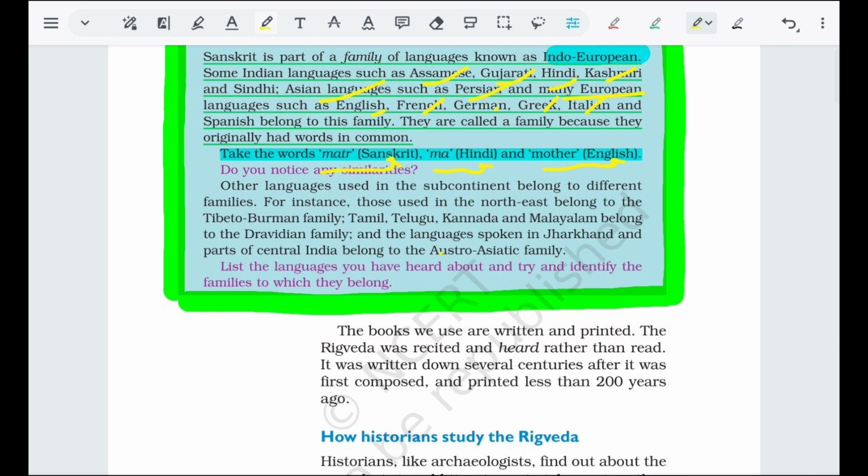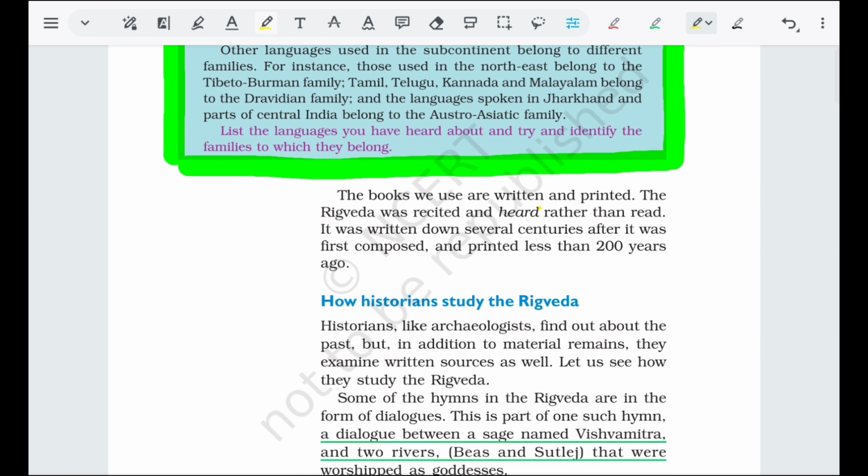Now, did you notice similarities in other languages like Tamil, Telugu, Kannada, Malayalam? These are the Dravidian family of languages, and they have similarities among them. And the Jharkhand region, a part of Central India, belongs to the Austroasiatic family. So the Jharkhand languages refer to that.